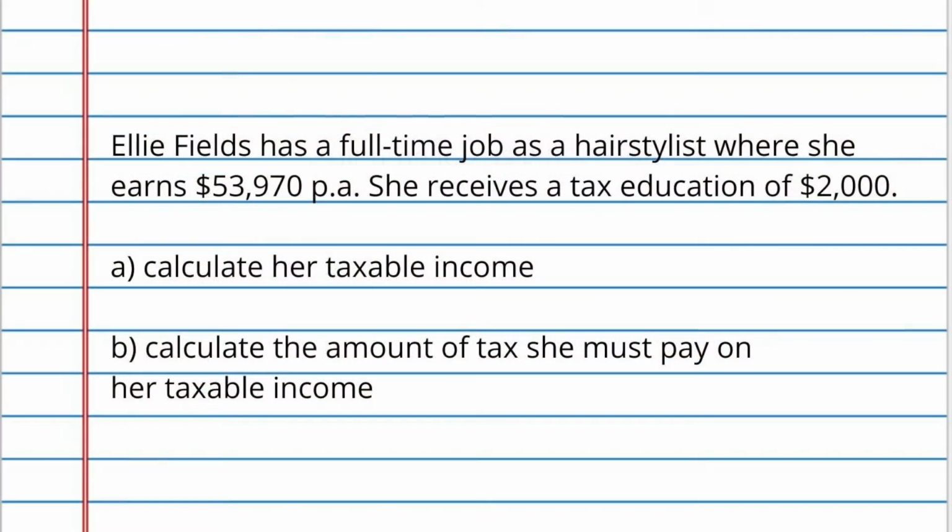Ellie Fields has a full-time job as a hairstylist where she earns $53,970 per annum, meaning per year. She receives a tax deduction of $2,000. That means that her income that can be taxed is reduced by this number. A taxable income is the earnings that are required to have tax paid on them.